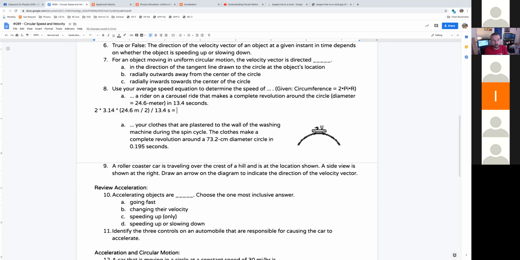Okay, so 2 times 3.14 times 12.3, so let's simplify this here. 2 times 3.14 is 6.28. I want to see you do the work in the way that you do the work, not the way that I do the work, please. Times 12.3, because that's 24.6 divided by 2. So we've got 6.28 times 12.3 meters. And then we're dividing that by 13.4 seconds. All right, and I see I have received an answer or two here on the chat.